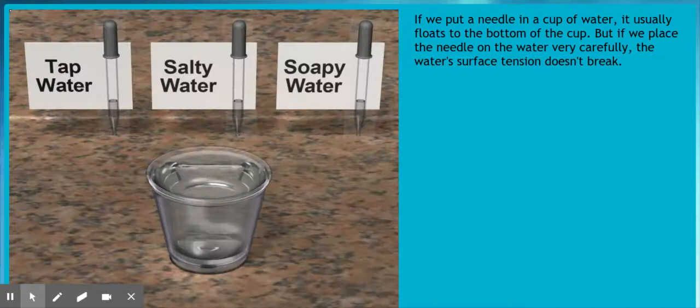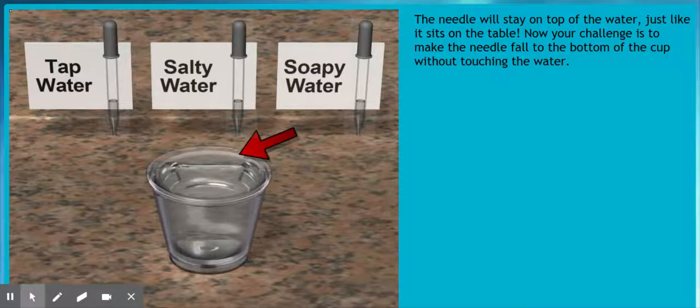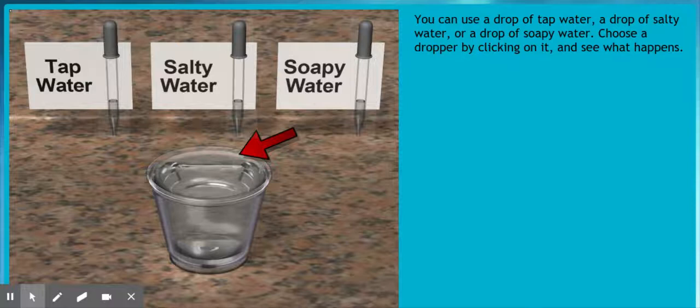If we put a needle in a cup of water, it usually floats to the bottom of the cup. But if we place the needle on the water very carefully, the water's surface tension doesn't break. The needle will stay on top of the water, just like it sits on the table. Now, your challenge is to make the needle fall to the bottom of the cup without touching the water. You can use a drop of tap water, a drop of salty water, or a drop of soapy water. Choose a dropper by clicking on it and see what happens.